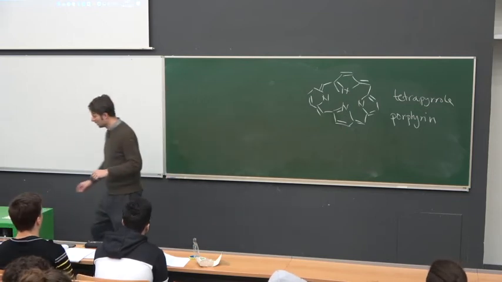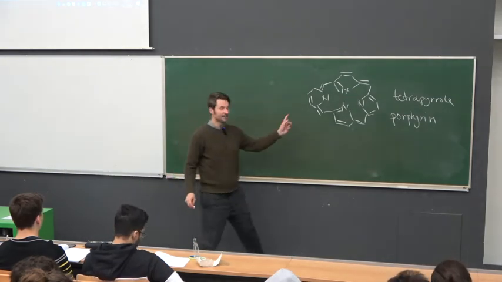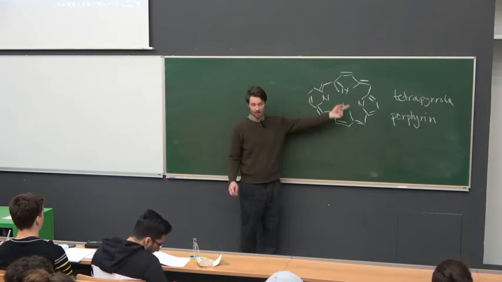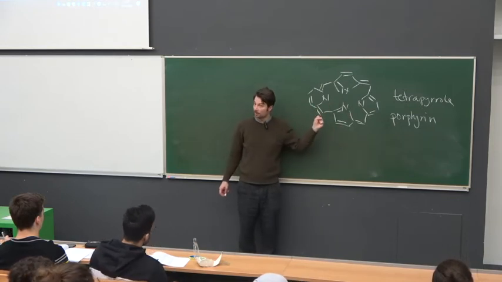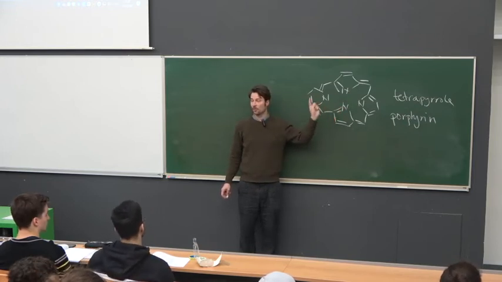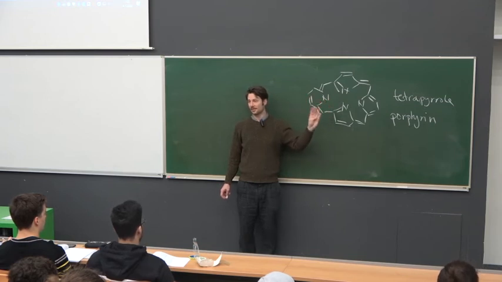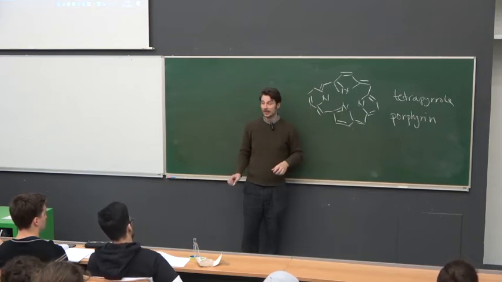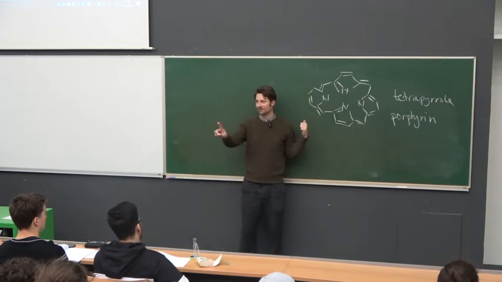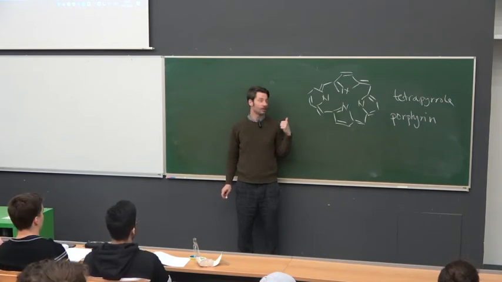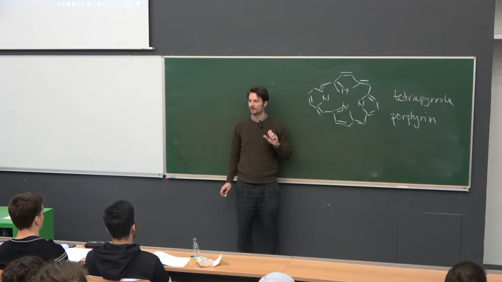All right, so once again, the terminology. This is a tetrapyrrole, because there are four pyrroles there. It's a cyclical tetrapyrrole, because they are connected into a ring. And this is a porphyrin because it's unsaturated. Okay? So porphyrin is an unsaturated aromatic tetrapyrrole. Cyclical, of course, because otherwise it won't work. Right? It's just the terminology.